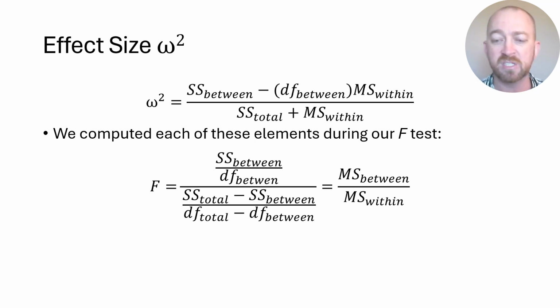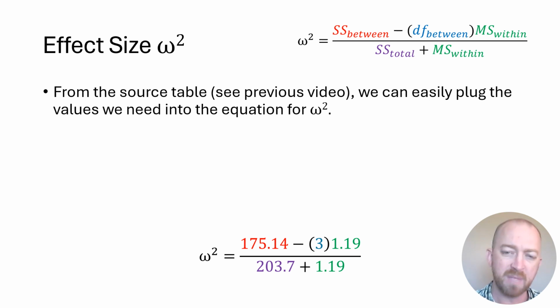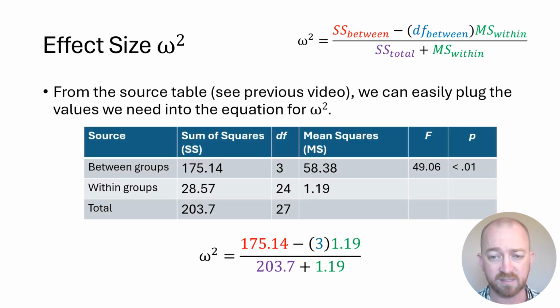However, of course, it's much easier if we just do this from our source table, which I walked you through in the previous video. So again, if we've made the source table, it looks like this from our data. This is just an example from our data that we've been working with over the last couple of videos. But all of the elements that we need for the equation to solve omega squared are right here in this table.